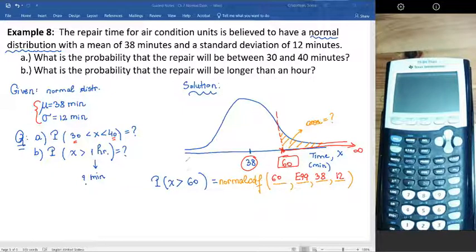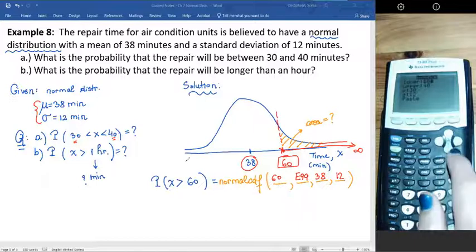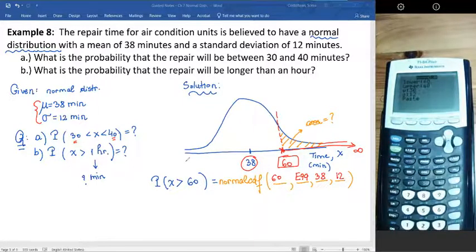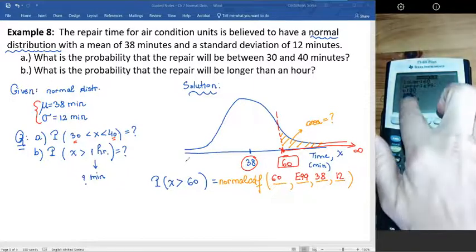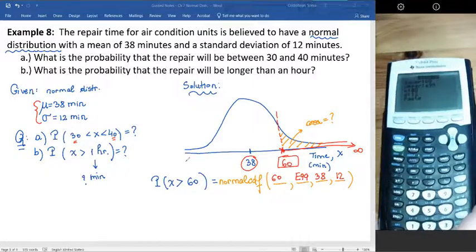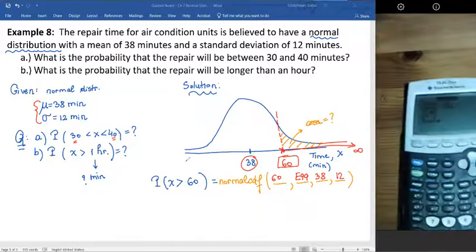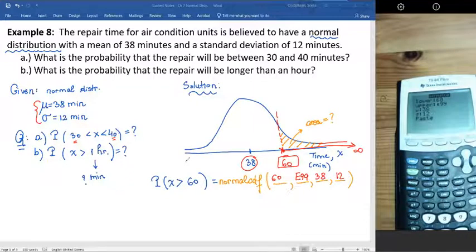Let's go ahead and do that. Second bars, normal CDF, hit enter. It's from 60 to infinity. Second comma gives me the E99. And then the calculator already has the 38 and 12 in there because we've done a problem with that. This is how it should look like. And scroll down, paste it, hit enter.